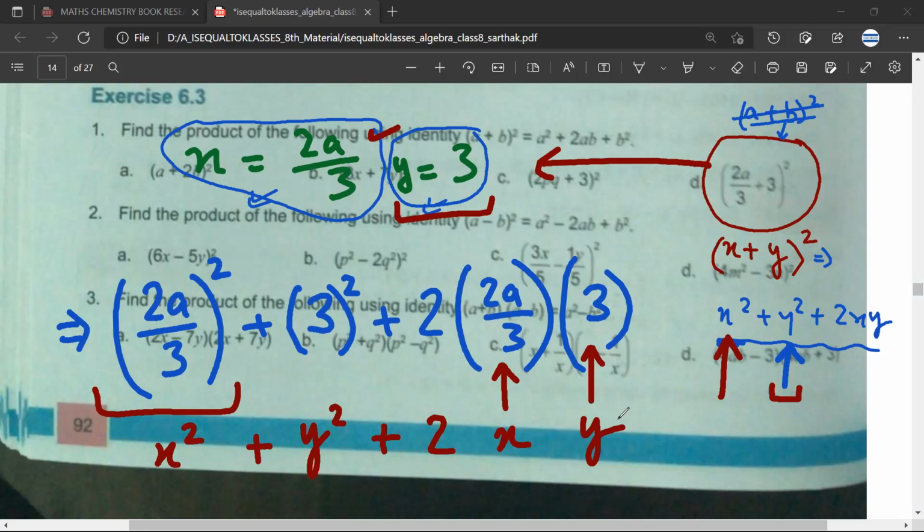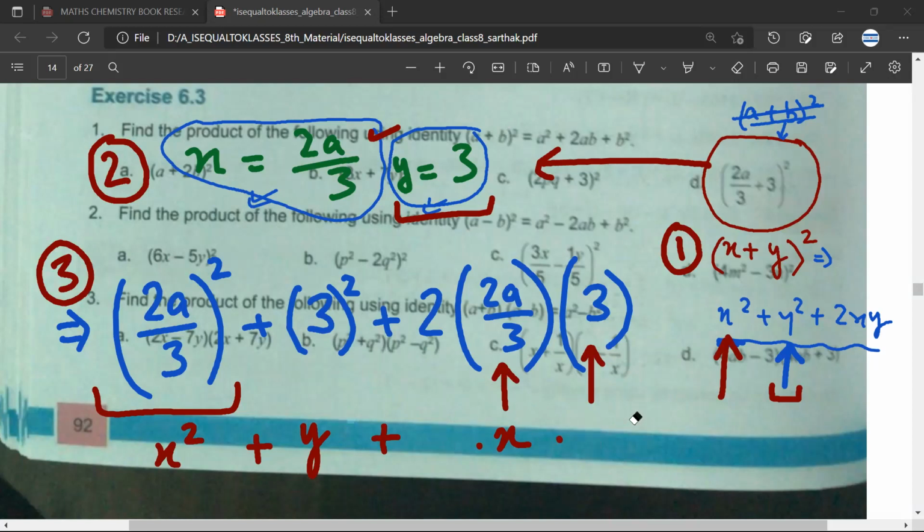So the first step is to identify the identity that you will be using. The second step is to identify your x and y. The third step is to write your x square plus y square plus 2xy. Now, this is written as x square plus y square plus 2xy. It is also written as x square plus 2xy plus y square. Both are okay. No problem. If your teacher tells you to write it as x square plus 2xy plus y square, that is absolutely fine.